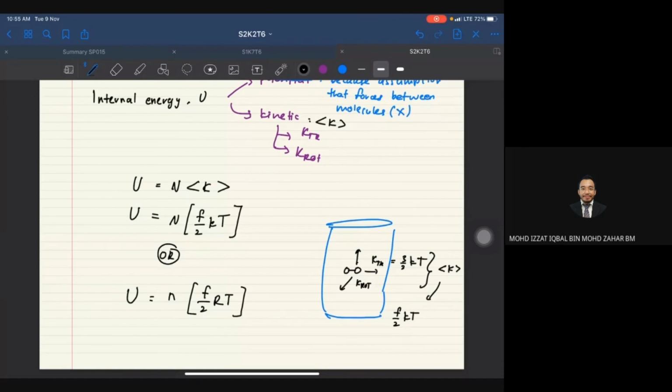Okay, and then if I want to consider, let's say dalam bekas ni, inside this container, katakan ada 3 molecules. So I have to multiply by 3. So that's why my U becomes numbers of molecules multiplied by F/2 KT. Okay, so this is the punya flow lah. Kalau kamu faham konsep ni, I think it shouldn't be a problem. Kalau kamu tak faham, then it will be a problem because kamu will mix up the formula.